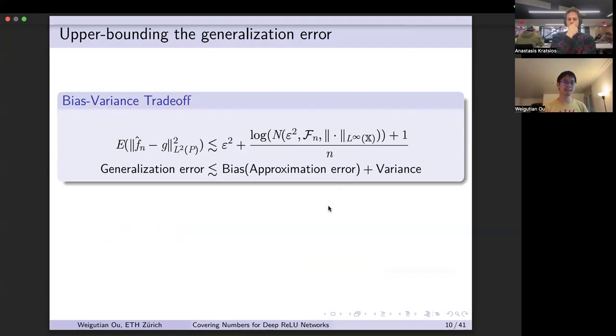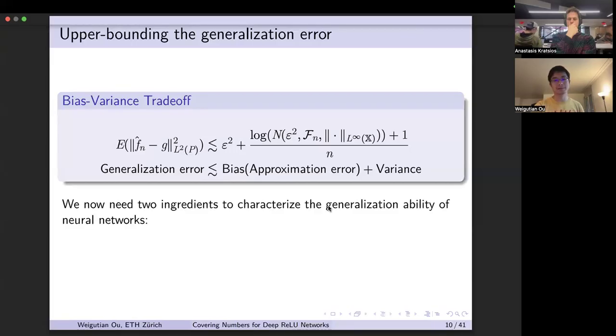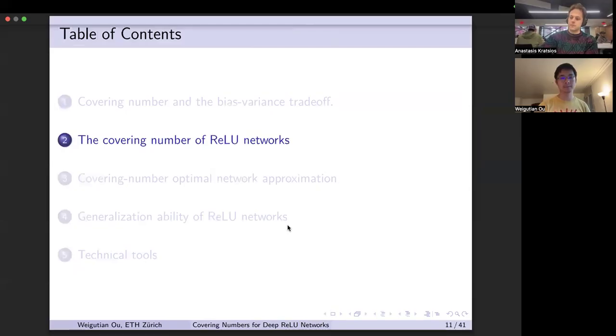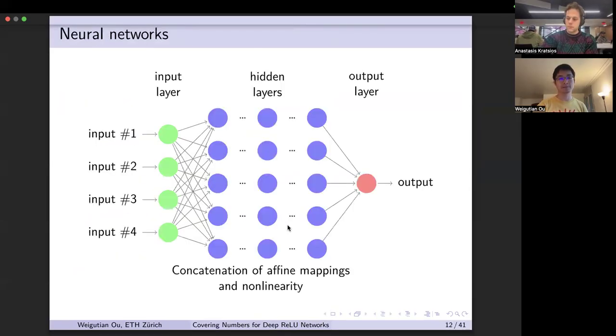So in order to understand the generalization ability of neural networks, we have to get two ingredients. The first one is the covering number bound for the ReLU neural network, and that's why I was interested in the covering number. And the second one is the error bound in approximating the regression function. This belongs to the problem of network approximation, which has a lot of papers on it. So let's try to get these two ingredients in the following. So what's the covering number of a ReLU neural network?